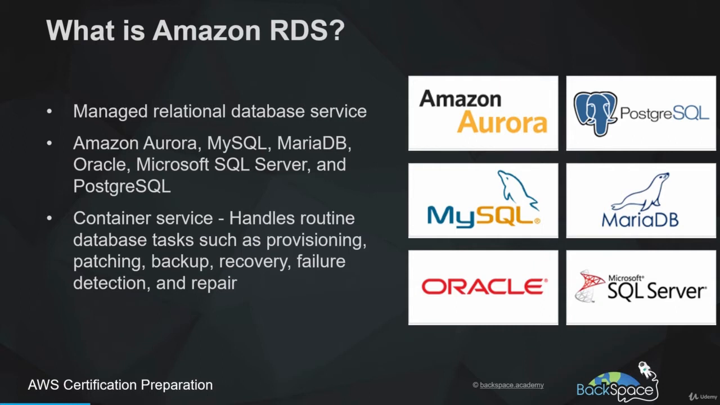It's a container service. What that means is it handles the routine database tasks such as provisioning, patching, backup, recovery, failure detection, and repair. So Amazon, in their shared responsibility model, are taking more responsibility for the running and security of the RDS service.